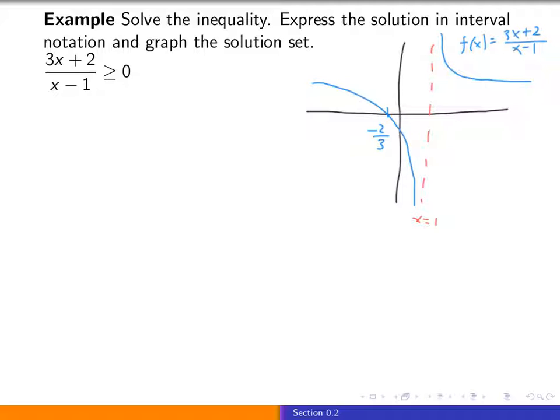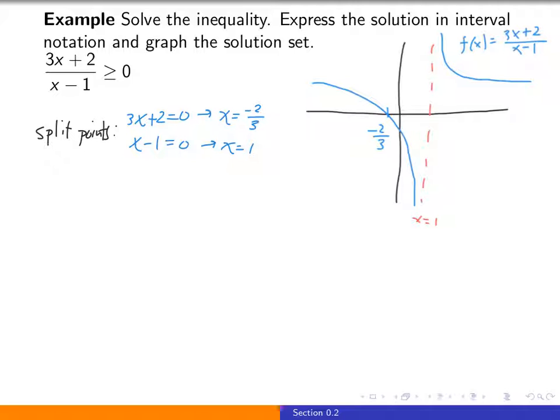So what we need to do is find what we would call split points. The split points are going to correspond to the numerator being 0, or the values that make the denominator equal to 0. So 3x plus 2 equals 0. That implies x is equal to minus 2 divided by 3. Or where the denominator is 0: x minus 1 equals 0. That implies x equals 1.